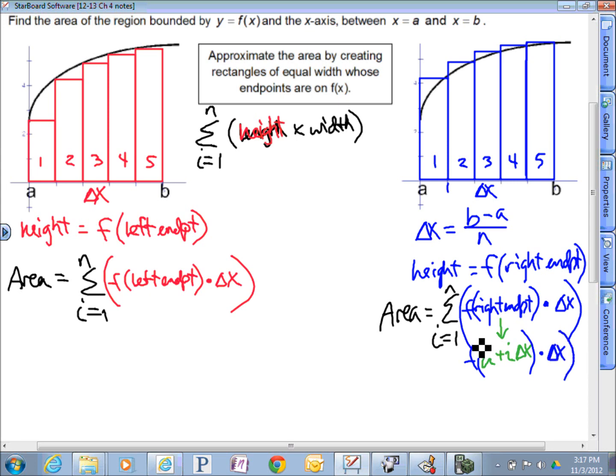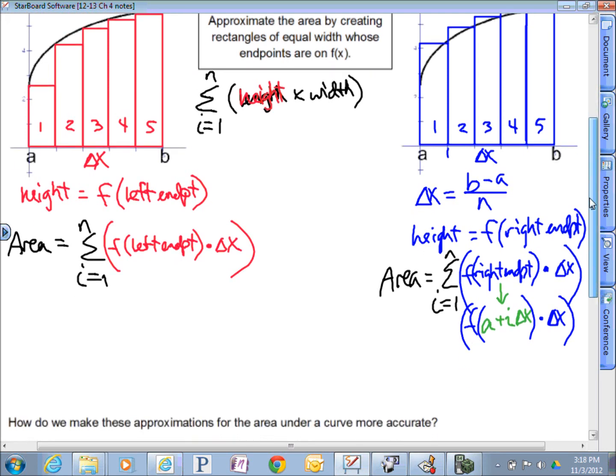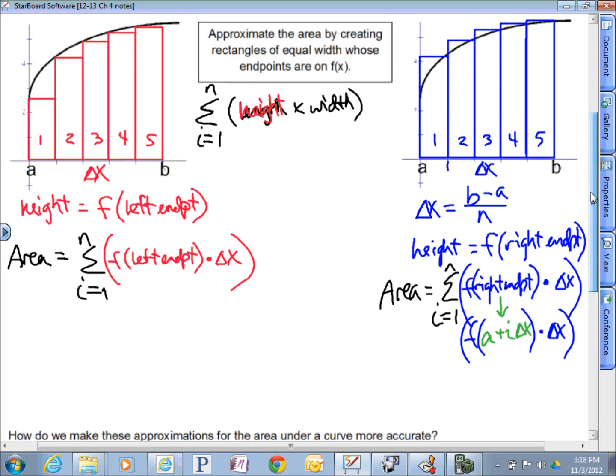Oh my gosh, Mr. Perkins, where did that just come from? Well, that I kind of just gave you. That thing in green is a shortcut for finding that right endpoint, and I think it's one of those things that you'll be happier with if I just give it to you than if you try to sort it out. So how do we know which one to use? If we don't know how many rectangles to use, if it's a generic number, always go with the right-hand one.